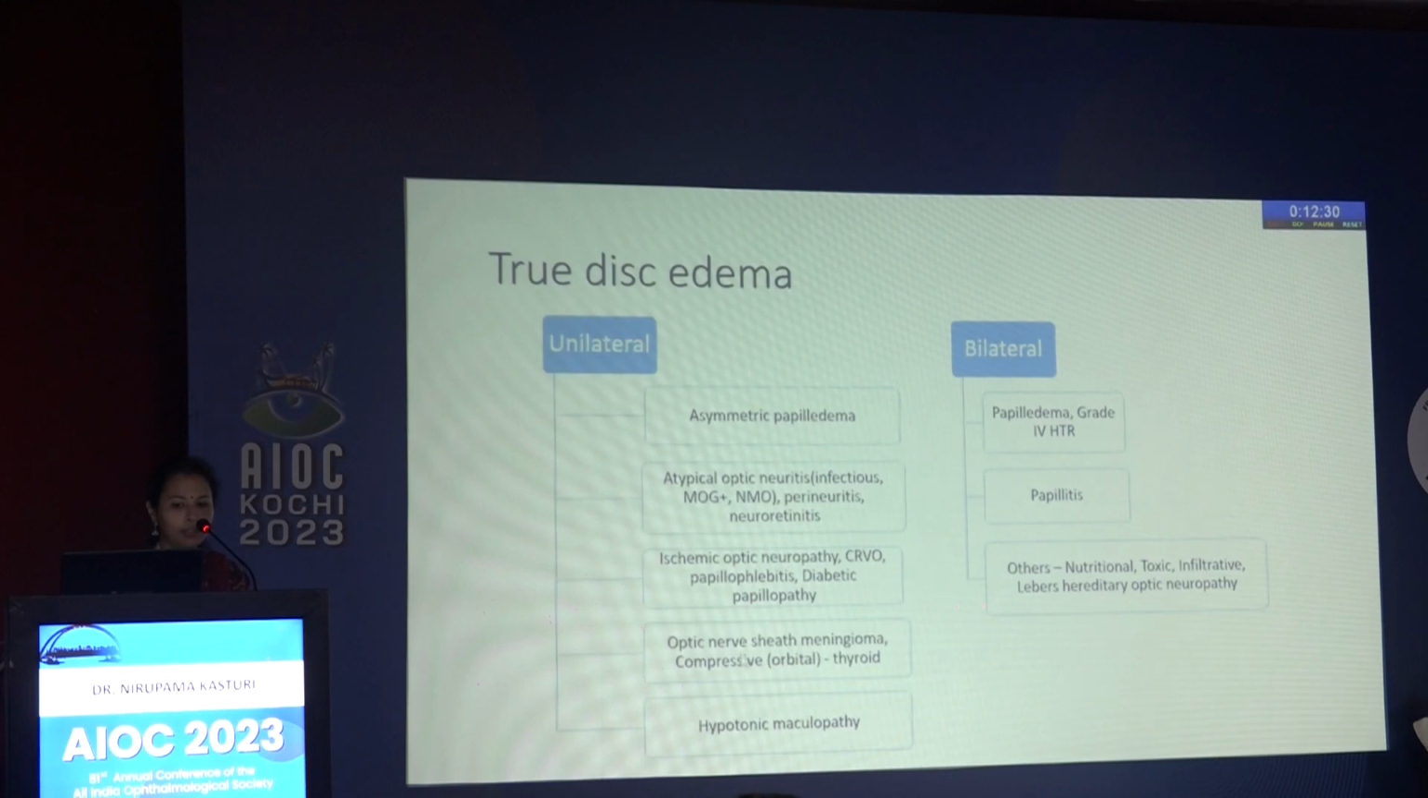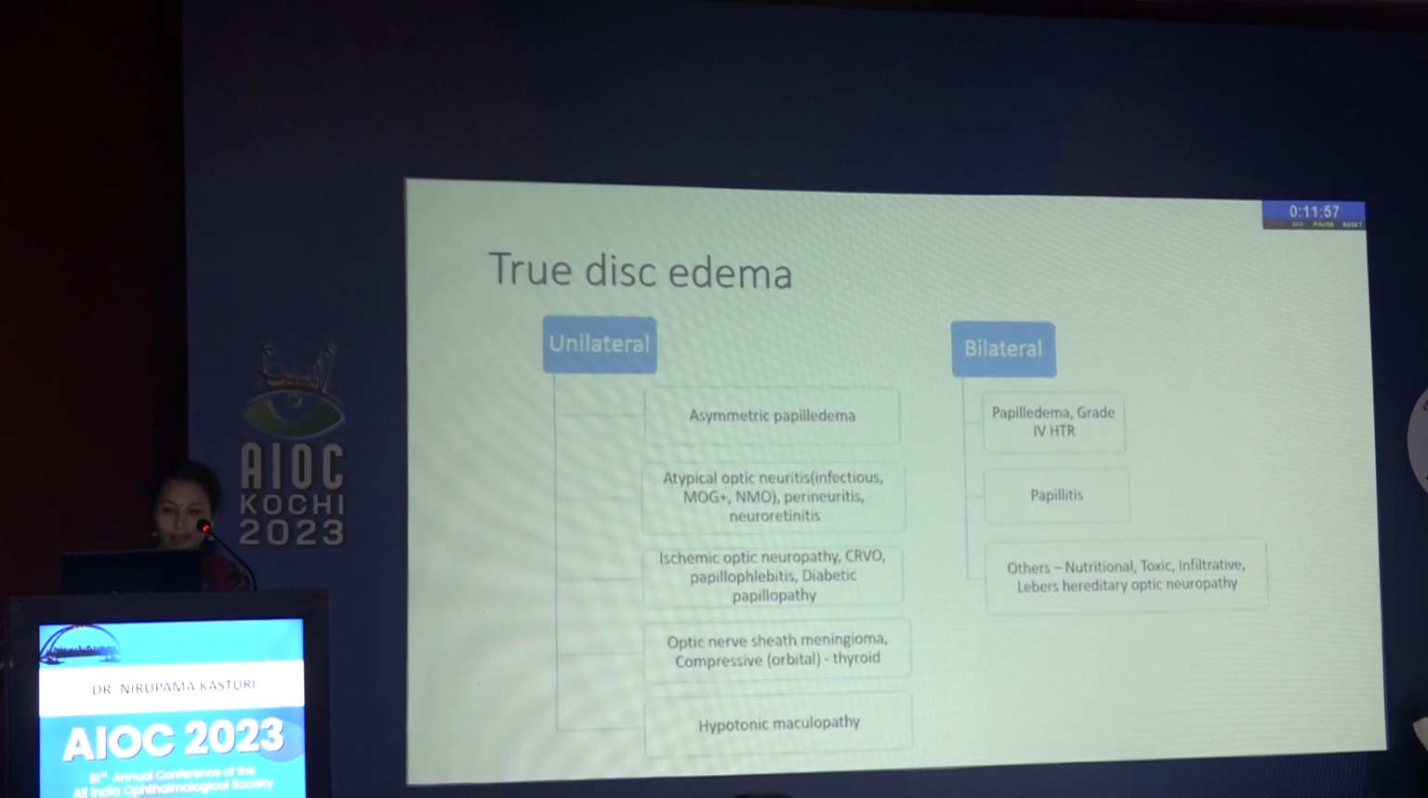Then you also have compressive lesions, which can initially present with disc swelling and then end up with an optic atrophy. In conditions like optic nerve sheath meningioma, whenever the compression is within the orbit, it will usually tend to give rise to a disc swelling. But when the compression is outside the orbit, at the level of the chiasma or the optic tract, it will just give rise to a descending optic atrophy. And even in hypotonic maculopathy, you can get a unilateral disc edema.